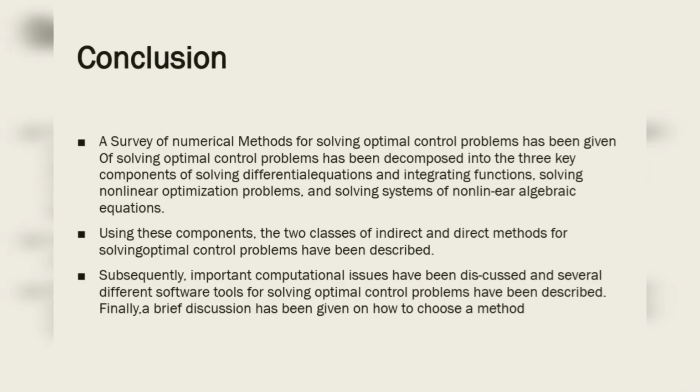In conclusion, a survey of numerical methods for solving optimal control problems has been given. Solving optimal control problems has been decomposed into three key components: solving differential equations and integrating functions, solving nonlinear optimization problems, and solving systems of nonlinear algebraic equations. Using these components, the two classes of indirect and direct methods for solving optimal control problems have been described. Subsequently, important computational issues have been discussed and several different software tools for solving optimal control problems have been described.